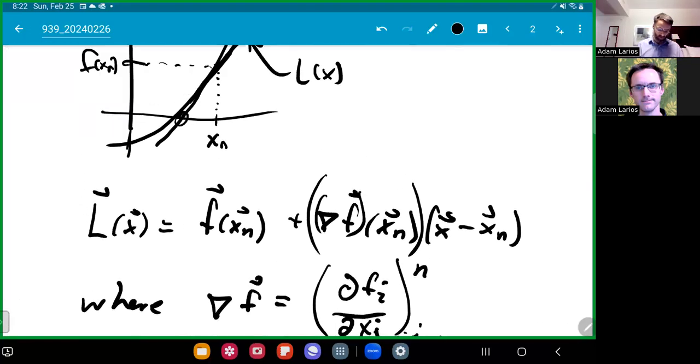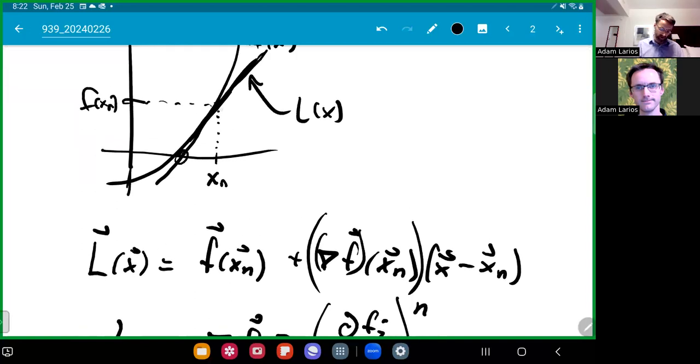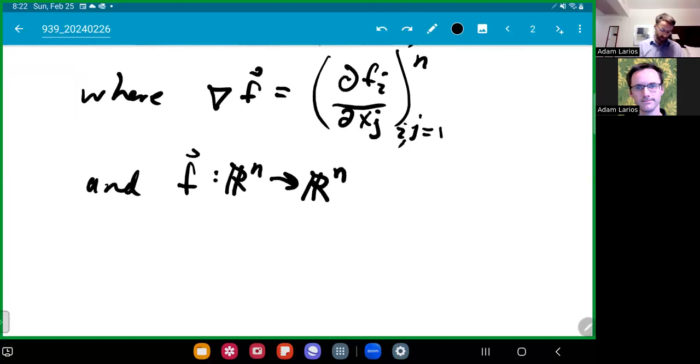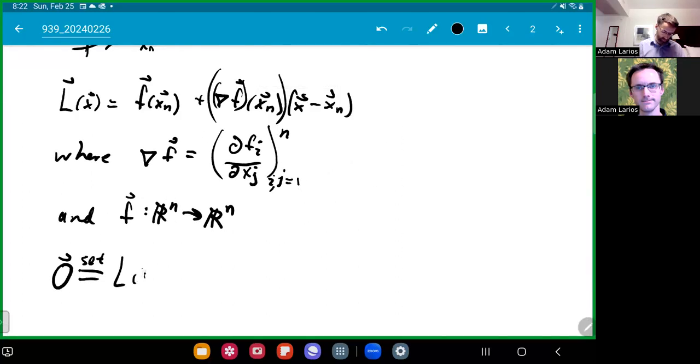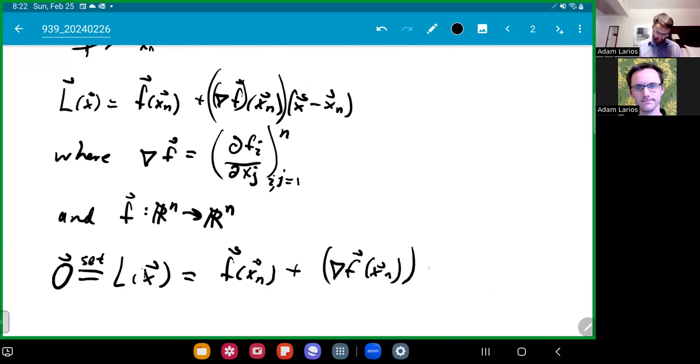So remember that the whole idea behind Newton's method is to go down to the axis to find that 0. In order to do that, we'll just set 0 equal to L of x. And remember, L of x is f of xn plus gradient f at xn times x minus xn. All right.